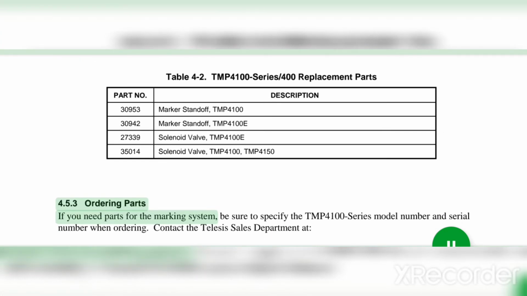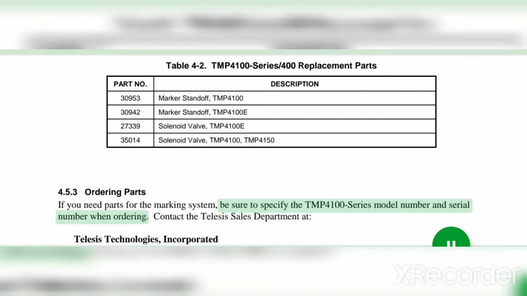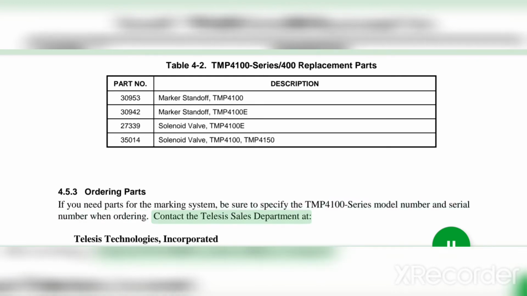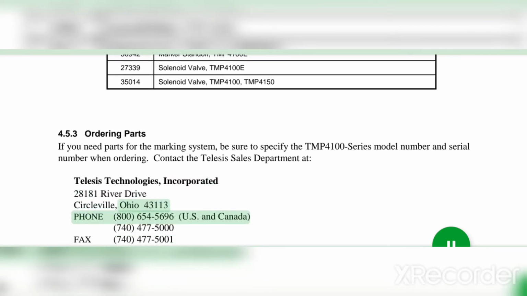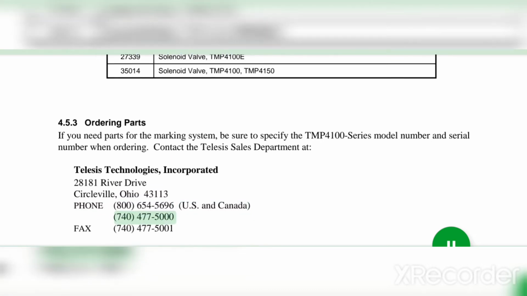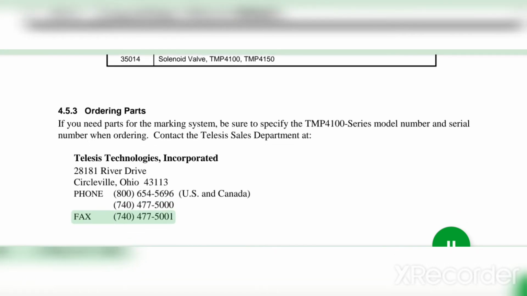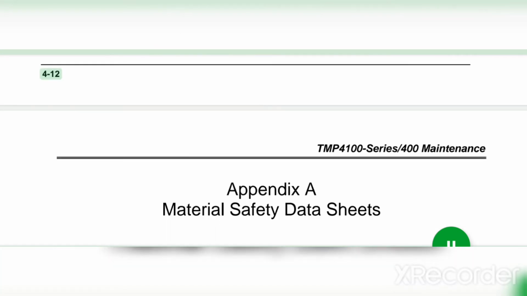4.5.3 Ordering parts. If you need parts for the marking system, be sure to specify the TMP 4100 series model number and serial number when ordering. Contact the Telesis sales department at Telesis Technologies, Incorporated, 28181 River Drive, Circleville, Ohio 43113. Phone 800-654-5696 US and Canada, 740-477-5000. Fax 740-477-5001.